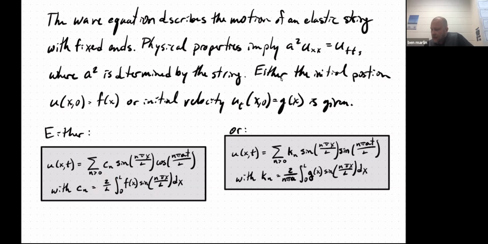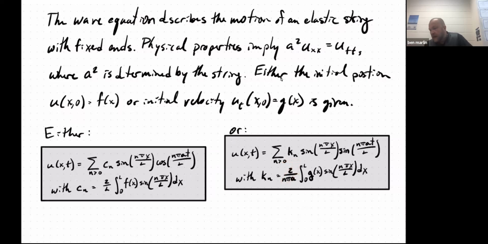Okay. And if you are instead doing this for an initial velocity, then you'll take the initial velocity g of x, multiply that by the sine, integrate, but now the thing that you're dividing by ends up not having the L in it. And the thing that's going on with that is that when you're talking about the sine and cosines derivatives and such with what we're working through, we end up canceling out the L in certain of the integration we do.